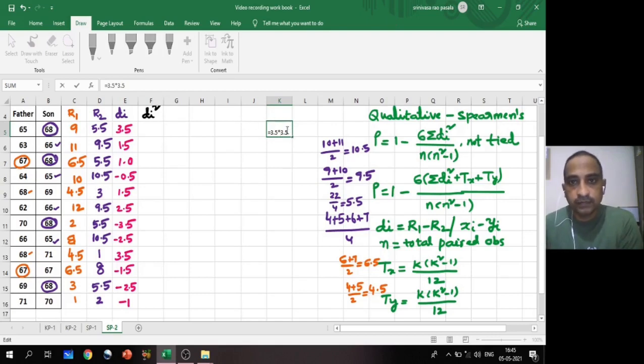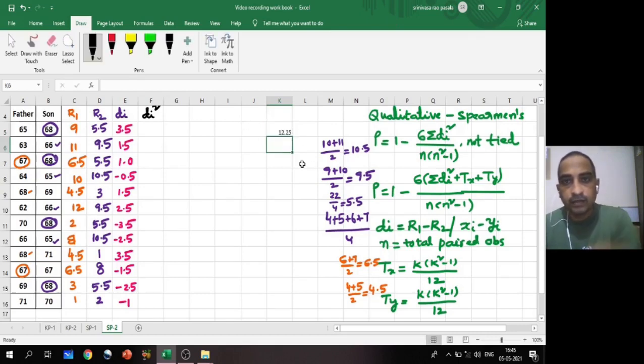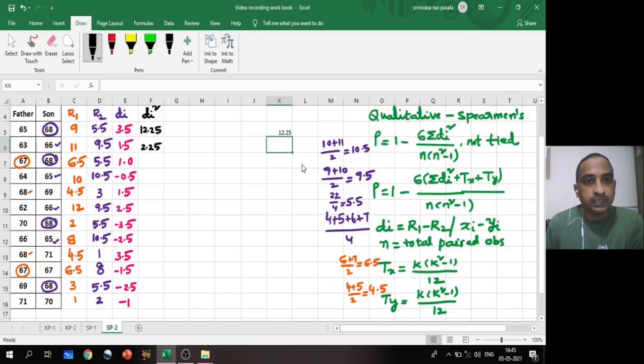So enter 12.25. This is 12.25. Am I correct? 1.5 squared is 2.25. 1 squared is 1.00. This is 0.25.